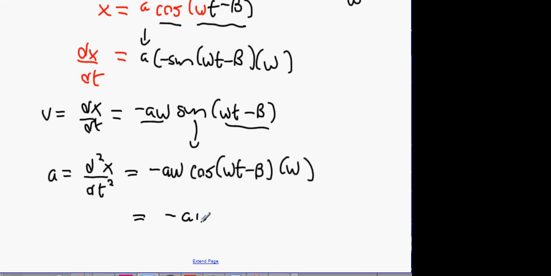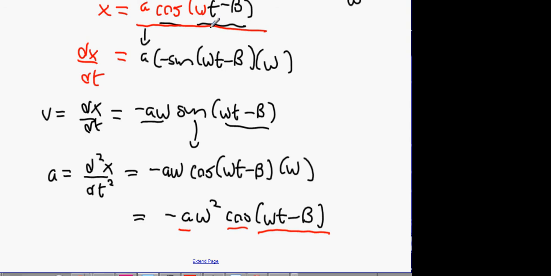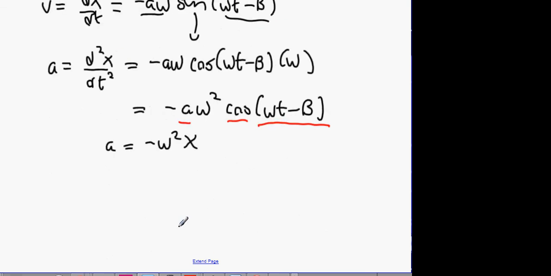Now, compare that to your initial equation, x. We have the a, we have the cos, and we have the wt minus b. So, in result, a equals minus omega squared x. This obeys simple harmonic motion because the acceleration is directly proportional to the displacement, and because of the minus sign it's in the opposite direction. Okay? So therefore this undergoes simple harmonic motion, SHM. Therefore it obeys simple harmonic motion.